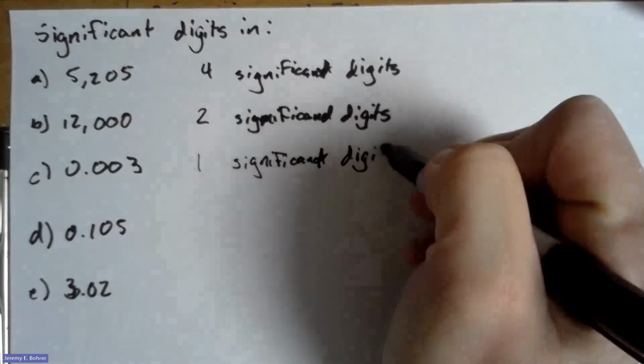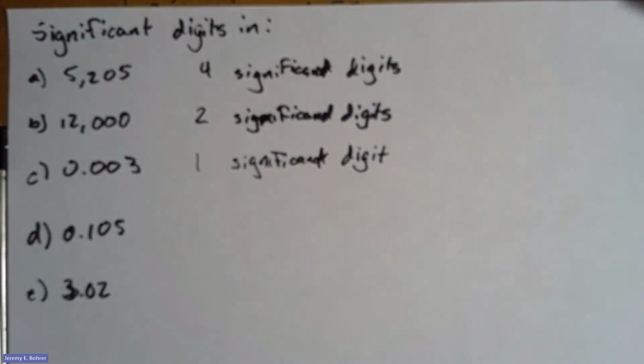I keep writing a D at the end of significant instead of a T. I don't know why I'm doing that.